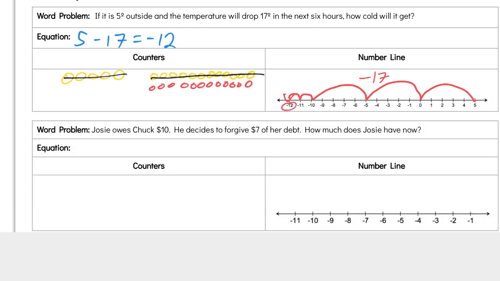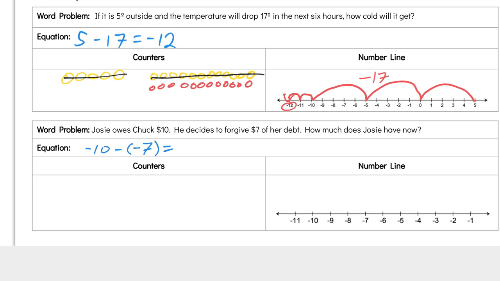Let's look at one last word problem. Josie owes Chuck $10. He decides to forgive $7 of her debt. How much does Josie have now? So let's start with how much we have at the beginning. Josie has -$10, right? That's a debt. She doesn't have that money. But then Chuck, out of the kindness of his heart, says, I'm going to take away $7 of that debt. He's going to take away that negative amount. And so she's going to have less debt, but she's still going to owe him a little bit of money.